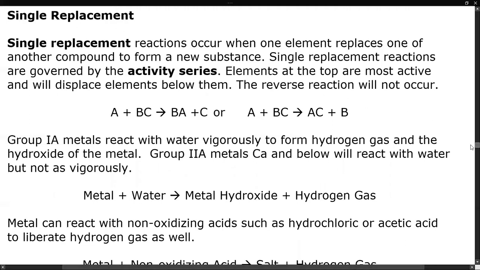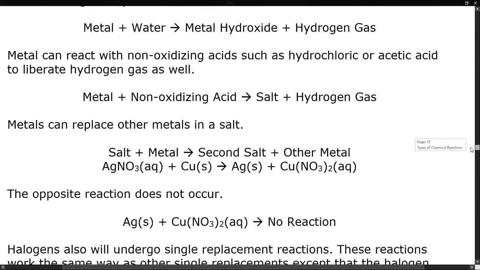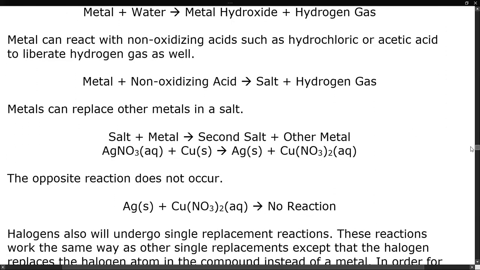A metal can react with a non-oxidizing acid like hydrochloric or acetic, and also liberate hydrogen gas. Metal plus non-oxidizing acid like HCl or acetic acid would produce a salt and hydrogen gas. Now the metal doesn't have to be quite as active to displace hydrogen gas in this particular case. But in this case, the metal is replacing a hydrogen atom.